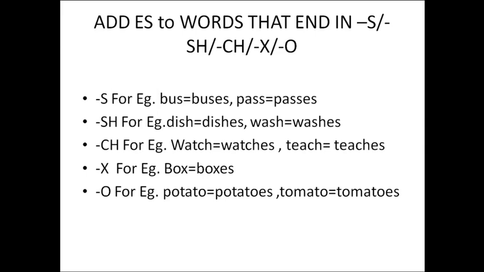For words that end in x, we need to add es again. Box becomes boxes. Also, we need to add es for those words that end in o. For example, potato becomes potatoes, tomato becomes tomatoes.